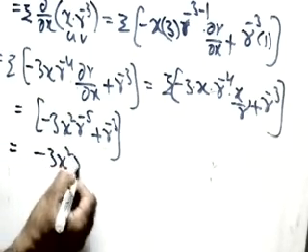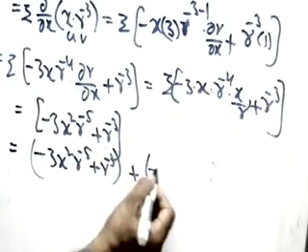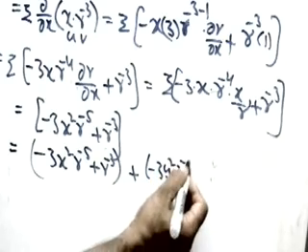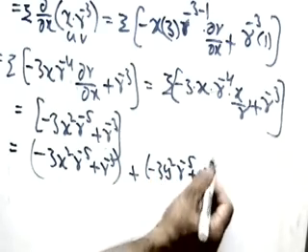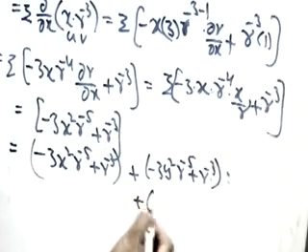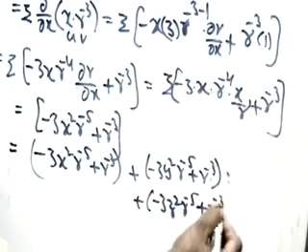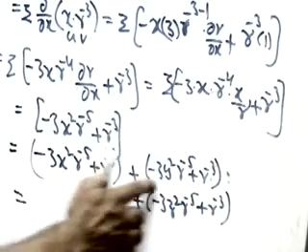Now you expand this, we will get 3 terms. Minus 3x square r power minus 5 plus r power minus 3. In the same way, in terms of y, minus 3y square r power minus 5 plus r power minus 3. In the same way, for z, minus 3z square r power minus 5 plus r power minus 3.